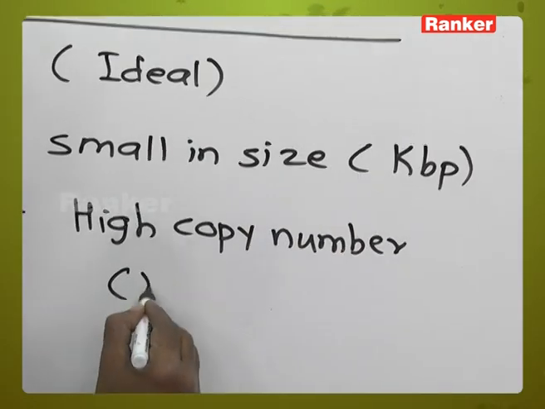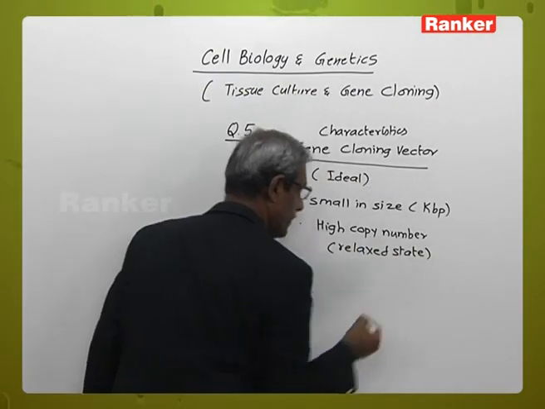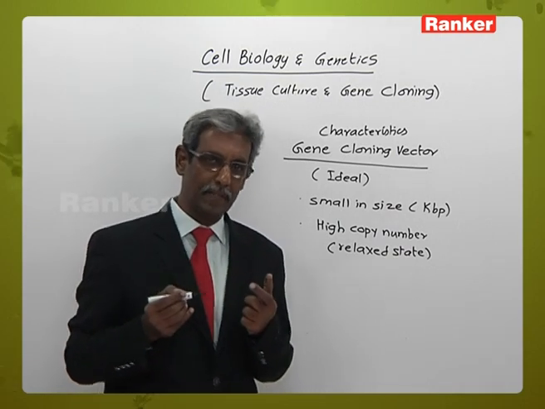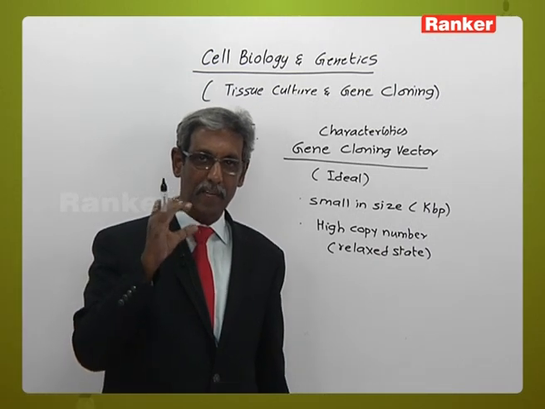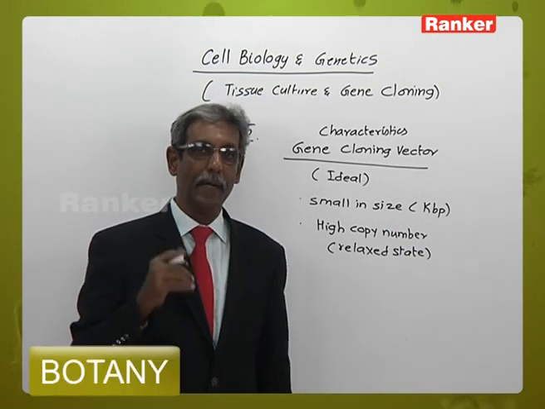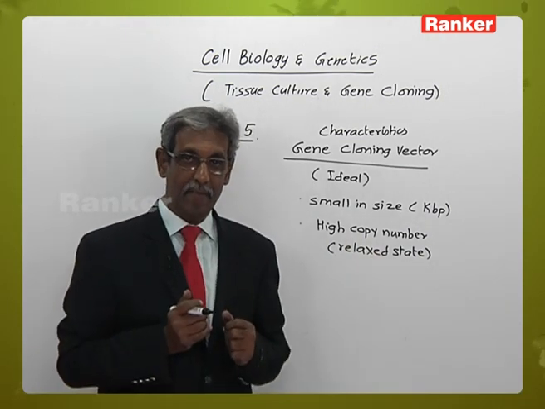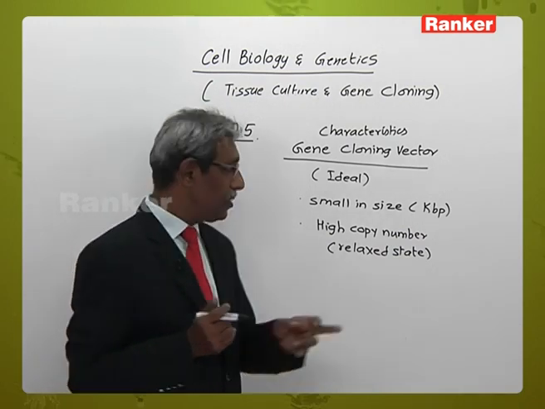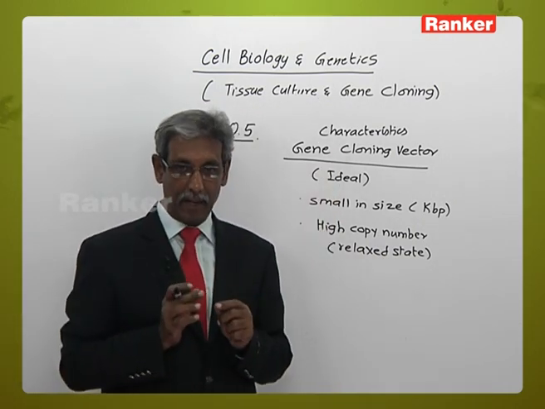Making multiple copies of itself is termed the relaxed state. Stringent plasmids cannot make multiple copies of themselves. So, if you have a bacteria and within it a plasmid, which is extra chromosomal DNA and circular, and it is able to make 20 copies of itself, that means it has a high copy number. Whereas a plasmid that makes only 2 copies of itself has a low copy number. So, a small size and a high copy number are very important attributes of any gene cloning vector.